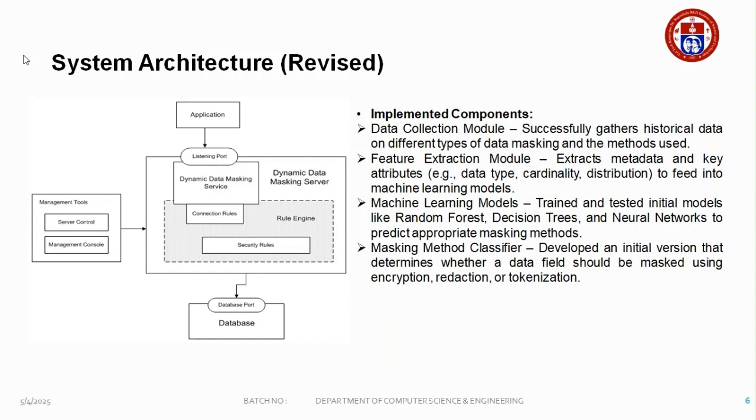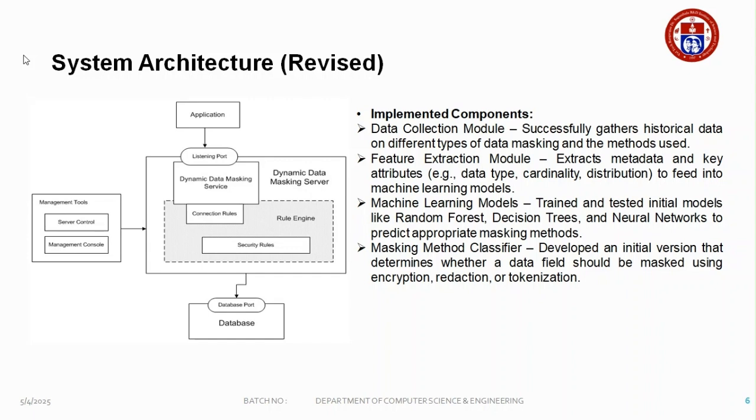The rule engine contains connection rules and security rules that determine how data should be masked. The connection rules define which users or applications can access masked or unmasked data. Security rules define how data should be masked, such as replacing sensitive information with different placeholders.